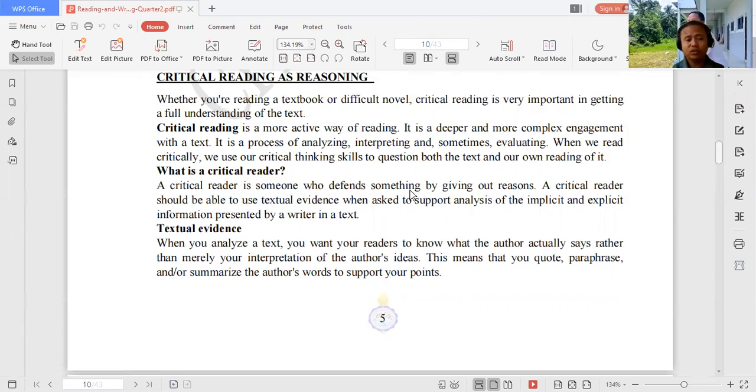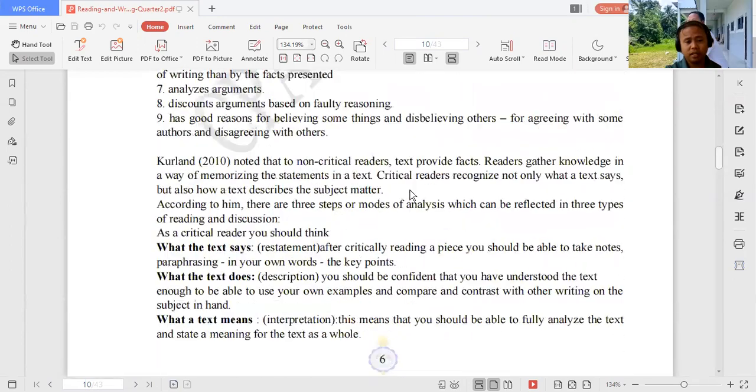Okay. Textual evidence, just like research, is more on textual evidence. Either you quote, you paraphrase, and you gather evidence. It's not merely your own interpretation. That is why you have a review of related literature. Let's proceed.